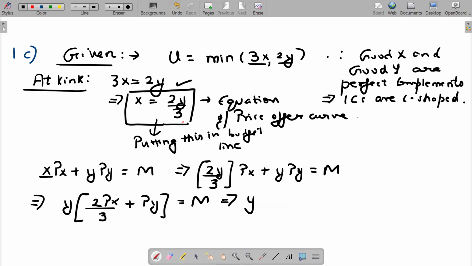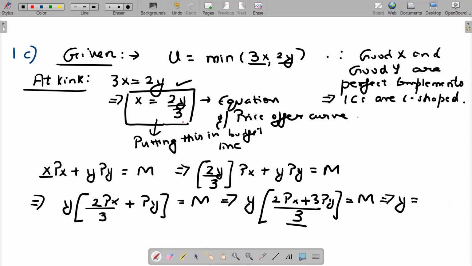So this implies Y times, I can take 3 as the LCM. So I get 2Px plus 3Py equal to M. So my Y comes out as, this 3 gets multiplied with M here. So 3M over 2Px plus 3Py. This is my Y star, optimum Y in equilibrium.